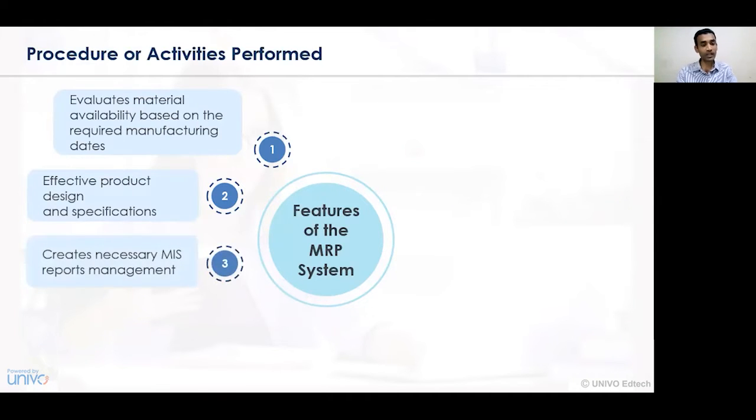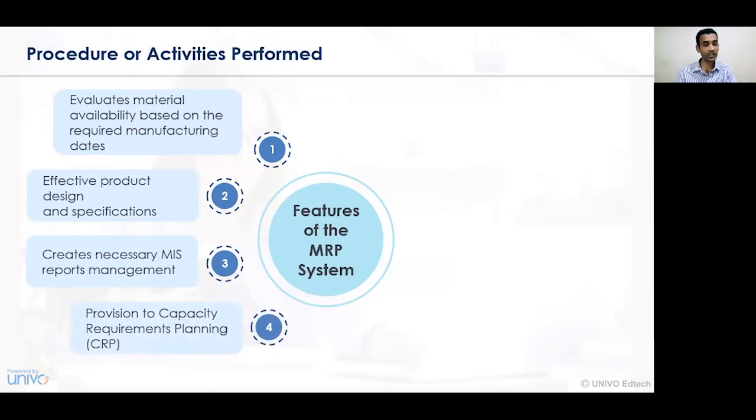The third feature is that it creates the necessary MIS reports for management. Management information system reports need to be taken into account, and on the basis of various MIS reports, we need to create the various reports that need to be reported to the management. So creation of various databases and various reports is essentially important, and the upkeep and maintenance of records is also helped with the MRP system that is in place.